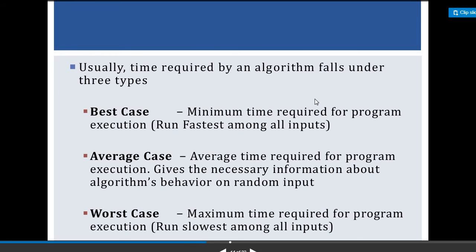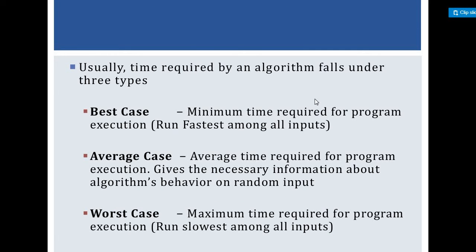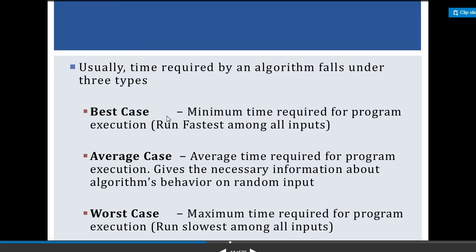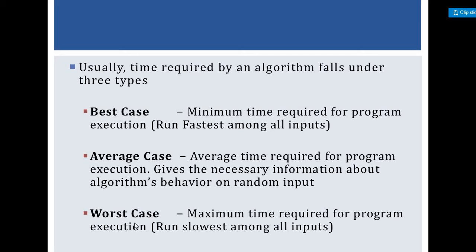So usually the time required by an algorithm falls under three types. Best case, that is the minimum time required for program execution, running fastest among all inputs. Average case, the average time required for program execution, gives the necessary information about the algorithm's behavior on random input. Worst case, that is the maximum time required for program execution, running slowest among all inputs.